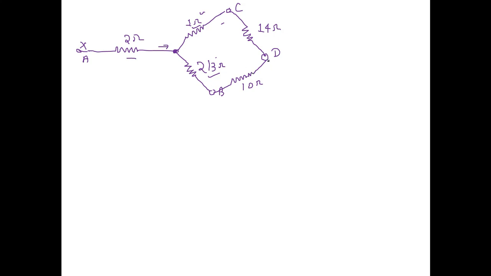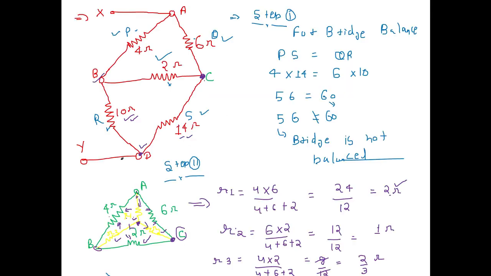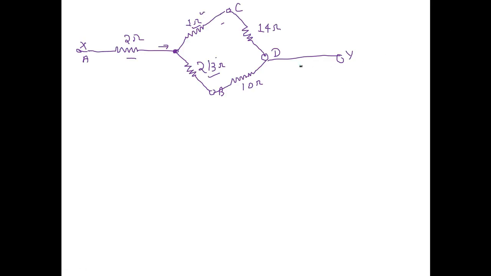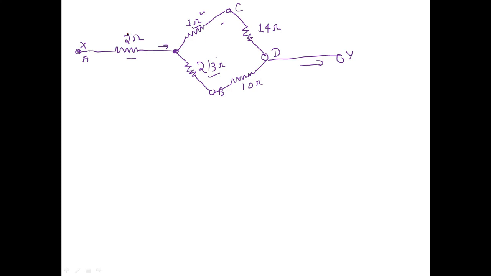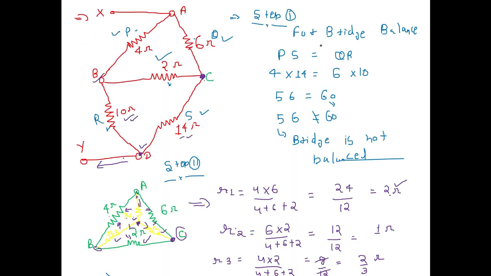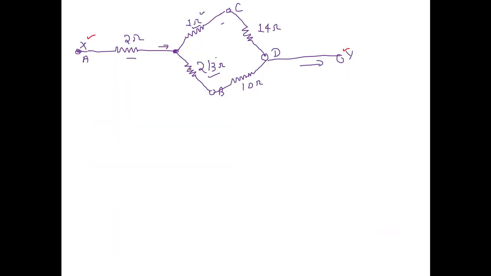Now it is connected across the terminal Y. Now we have to find the equivalent resistance across X and Y. Look at this circuit. This is the simplified circuit of this complex circuit network, or this bridge circuit network, and we have to find the equivalent resistance.